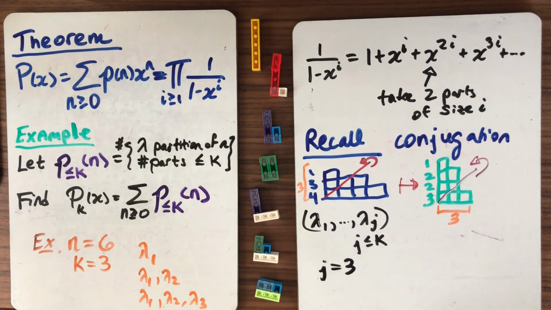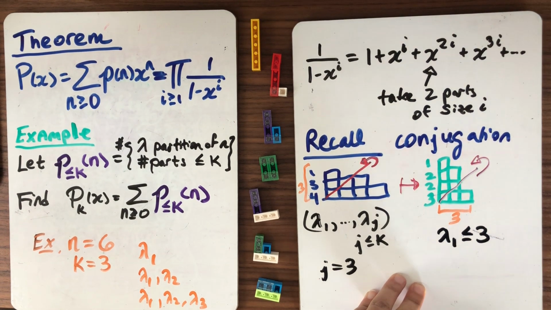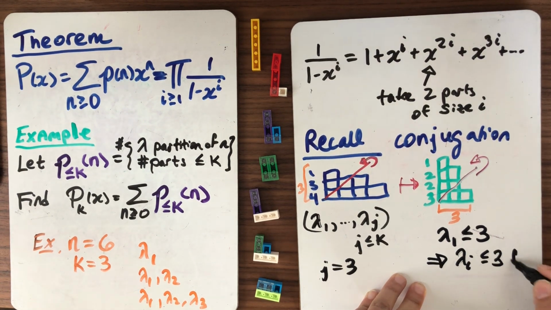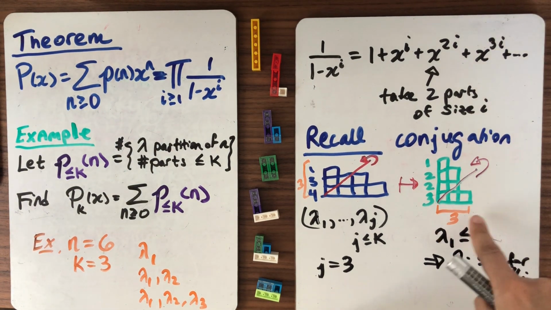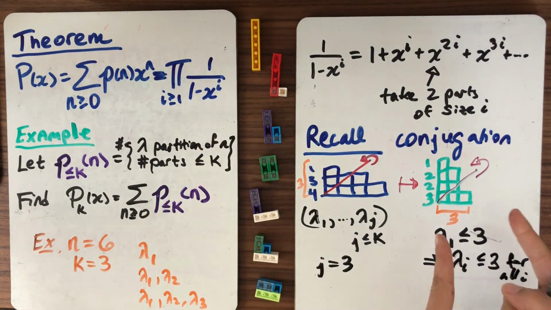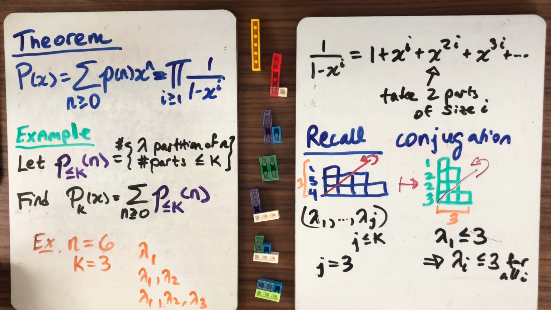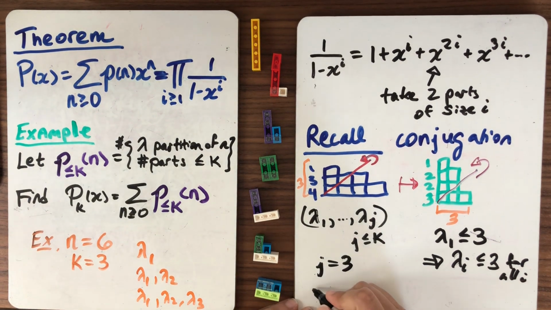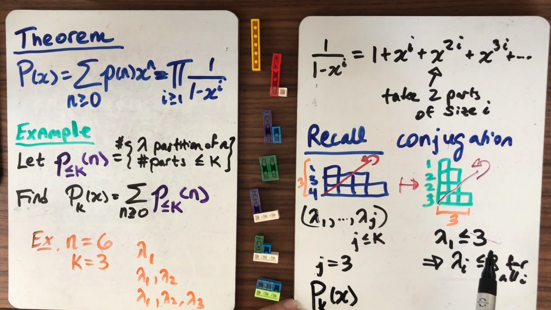What's the interpretation here? These are all partitions where lambda 1 is less than or equal to 3. But that implies that lambda i is less than or equal to 3 for all i. Why? Because the parts get weakly smaller. So instead of bounding the height, I'm bounding the width. Now we can use this interpretation to come up with a generating function for these partitions. It's the same as the generating function of all partitions where the size of the biggest part is at most k.